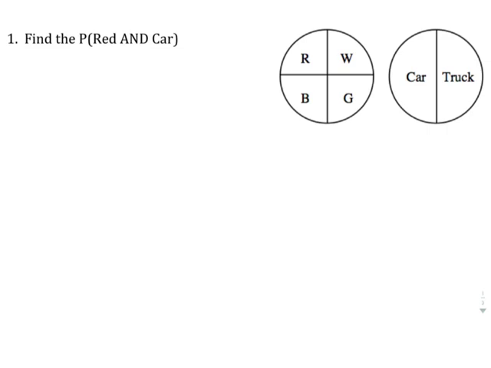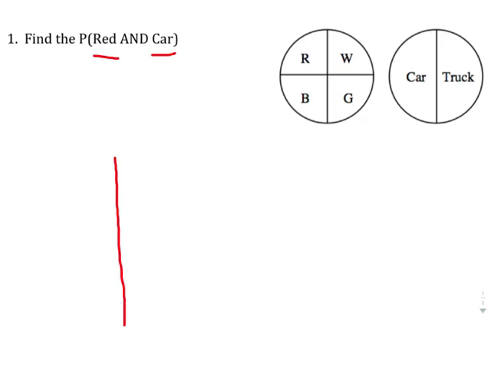So here we have find the probability. Remember the capital P, this P right here stands for probability. So we are trying to find the probability of a red, so we're finding the probability of red and a car. We have two spinners. We have red, white, I'm going to guess that's blue and green, and also car and truck. So we are going to use a probability rectangle for this.